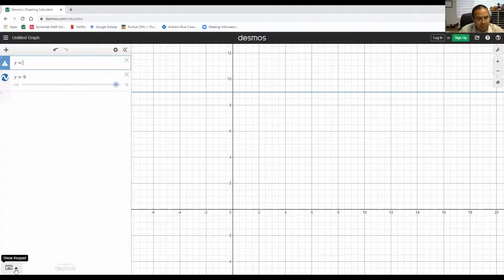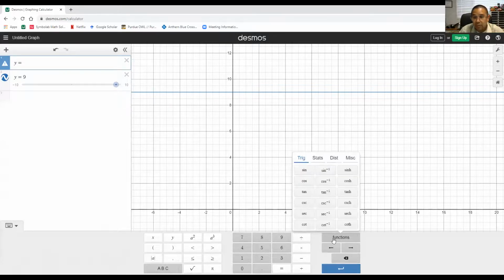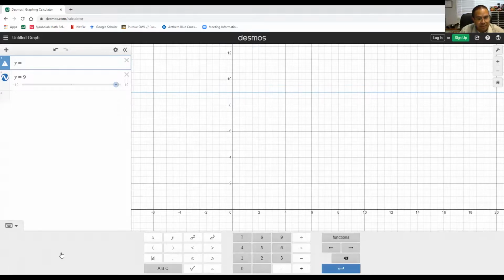I think absolute value is hiding here. Function. On the calculator, how do you type absolute value? Oh, there it is. I'm looking too far. It's right here. Do you see my screen? If you're on Desmos, you click this bottom left little keypad, and it's right under the parentheses.